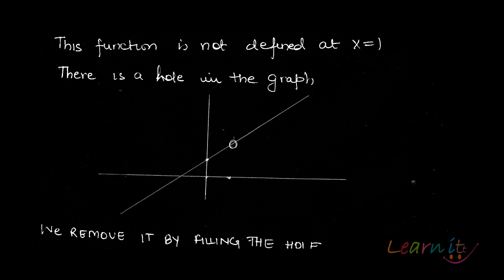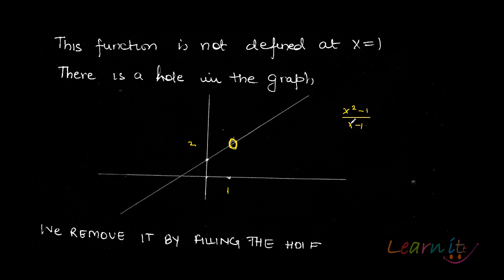Now, that is because there is a hole in the graph. At 1, there is a hole in the graph. Okay, this should be 2. So, there is a hole in the graph here because the function is not defined. But this kind of discontinuity can be dealt with.